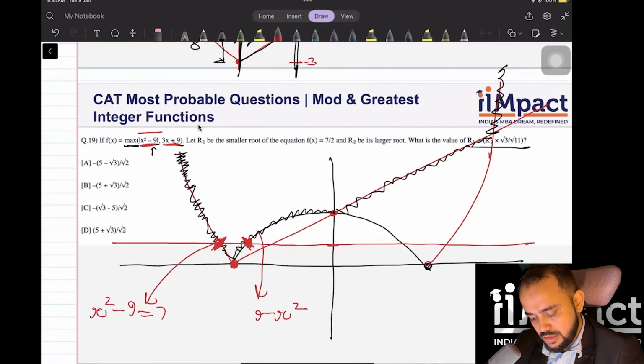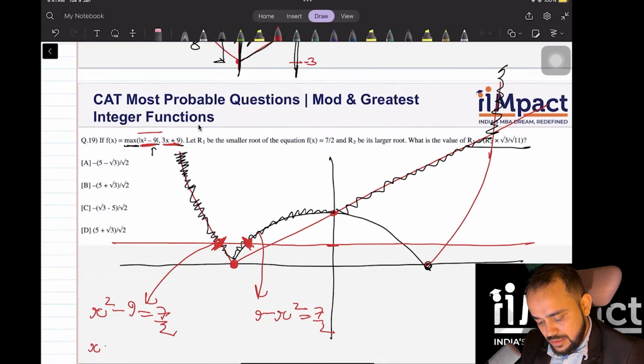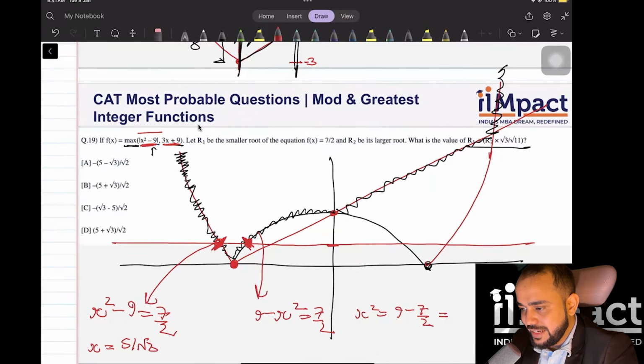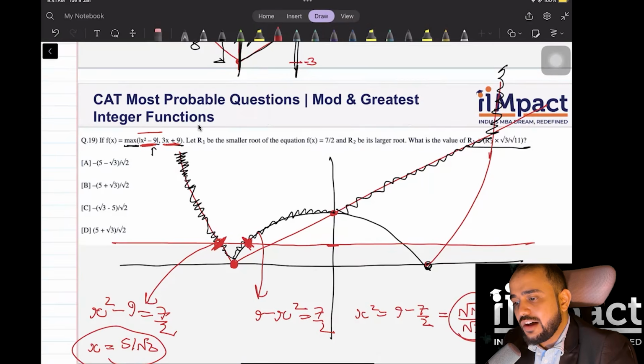So just equate this equal to 7/2. The larger root turns out to be x square is equal to 9 plus 7/2, that is 25/2, under root, that is 5 by root 2. That is your larger root, and your smaller root will be x square is equal to 9 minus 7/2, that is 11/2, under root, that is root 11 by root 2. So this is your r2, this is your r1. See how drawing the graph made it very easy for me to find exactly the roots. Otherwise it would have been a bit complicated.